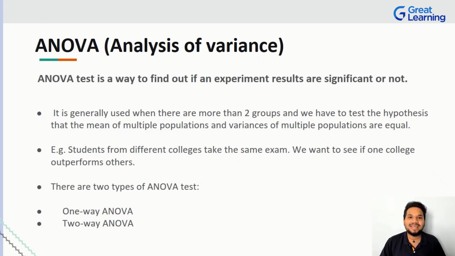We have to test that, consider the mean of multiple populations, consider the variance of multiple populations, and they are to be equal as well. I know that might sound a little confusing, so let me add some clarity with an example. Think about students from different colleges. You have one university that governs all the other colleges out there.